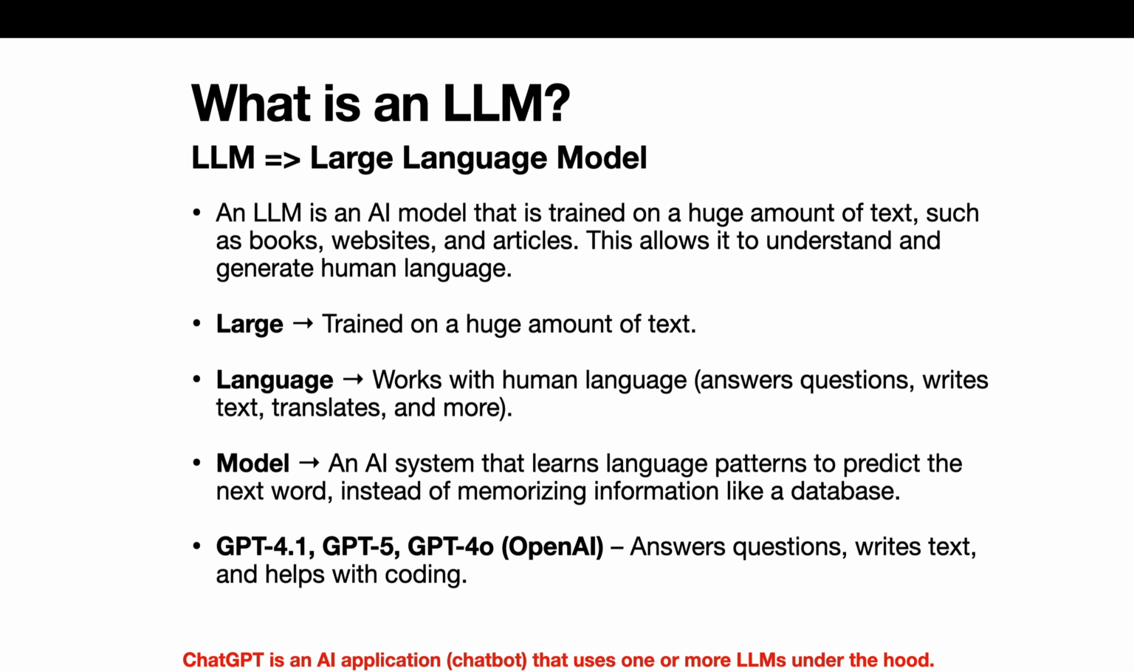There's an important note. ChatGPT is an AI application that uses one or more LLMs under the hood. So you have to know that there's a difference between GPT, OpenAI, and ChatGPT. GPT is the model name, for example GPT 4.1, GPT 5, or GPT 4.0. That's the model, that's the LLM. OpenAI is the company that created that model. And ChatGPT is an AI application. It can be a website or a mobile application.